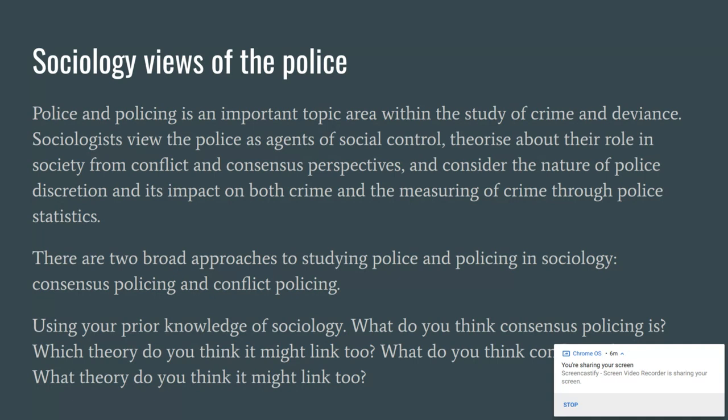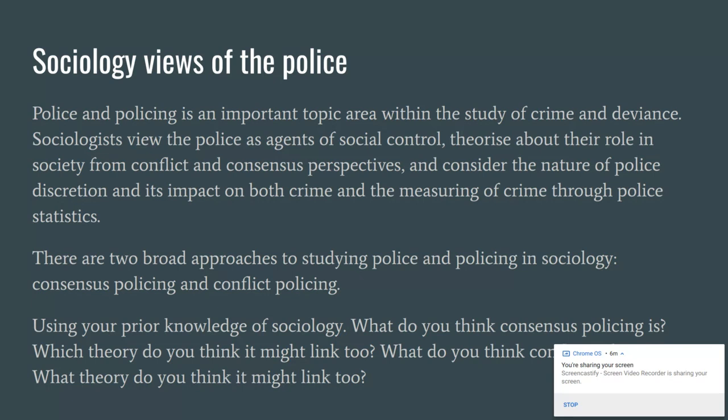Right, as sociologists, we find police and policing really important to study in regards to crime and deviance. We look at them as agents of social control. If you think back to culture, we spoke about the agents of social control, and they are formal agents. We will get punished through them. And we look at their role and whether they are from the conflict or consensus perspective. So we look at that from like Marxism, feminism, versus functionalism and new right perspectives.